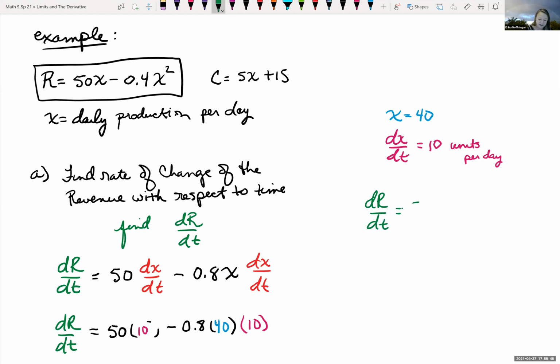So 50 times 10 is 500 minus, well, 10 times 40, that's 400. 400 times 0.8, well, 8 times 4 is 32. We would have had 2 zeros, but the decimal point moves our decimal over once. So we're really left with 320. And so the rate of change of our revenue with respect to time is 500 minus 320, which is $180 per day.